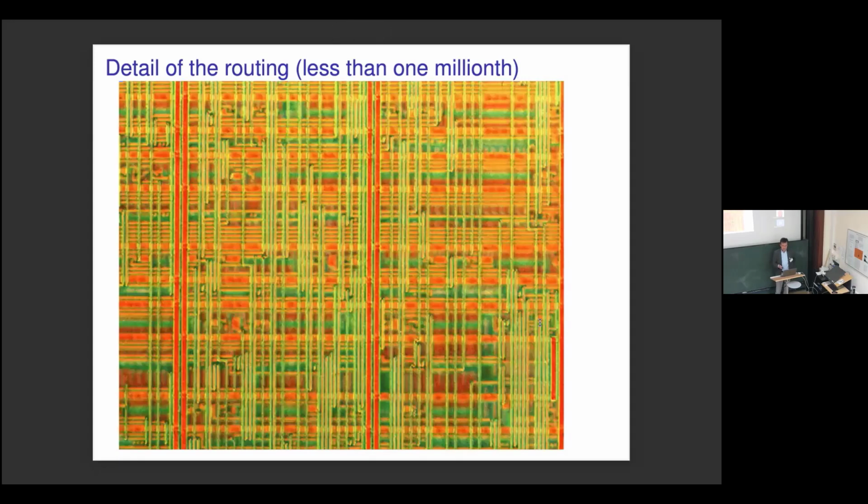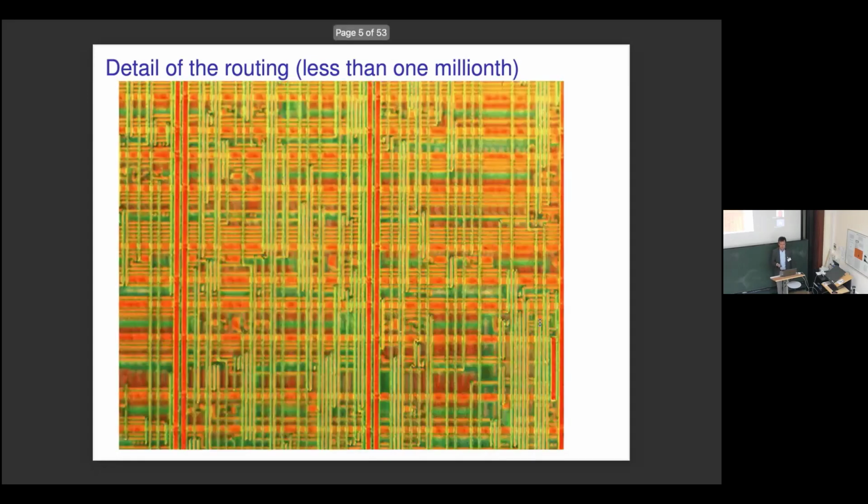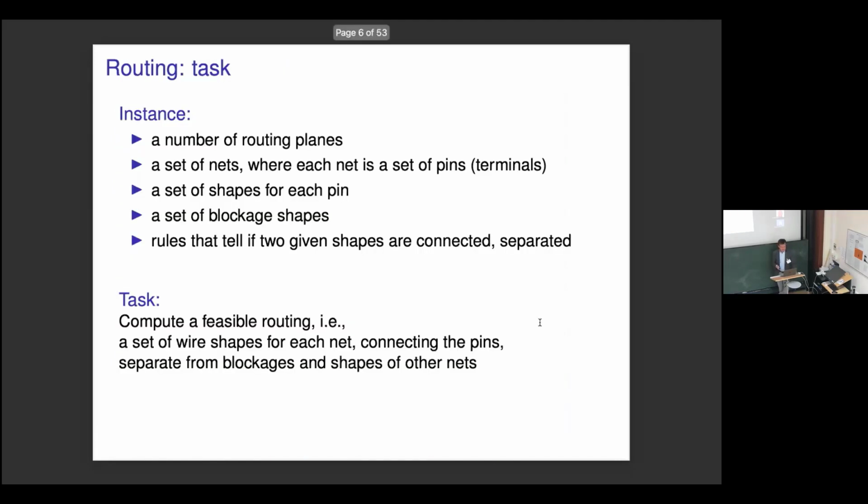And the nice thing is, if you look at the same chip after manufacturing, it looks exactly the same. So that's the output of our algorithm, and that's the output of the fab in the end. That's nice: theory and practice somehow coincide. But let's now go more into mathematics.